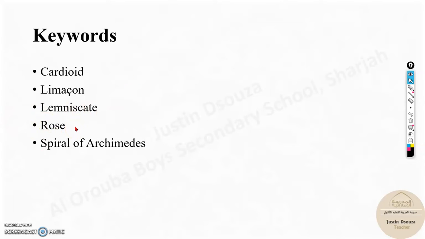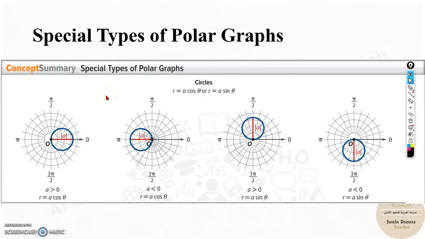Before we continue with the lesson, I will just introduce a little bit on this special type of curves, the keywords, and then from the next video we will solve example problems of this lesson. Now these are the special type of graphs, polar graphs. Polar is relating to circle, angled circle.